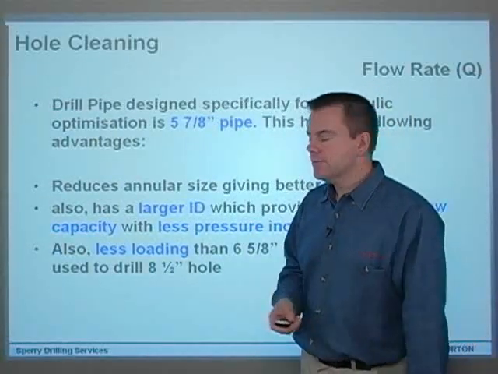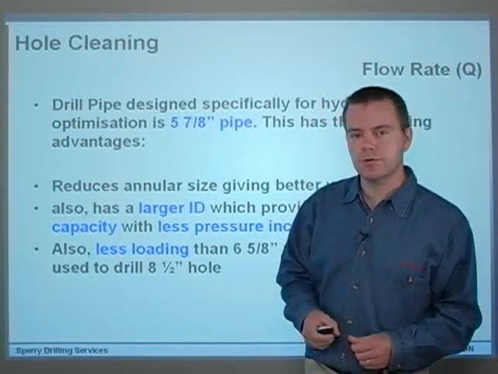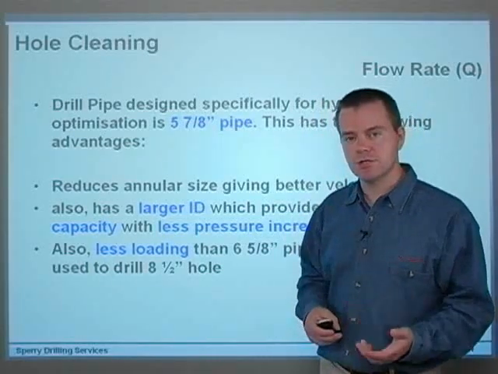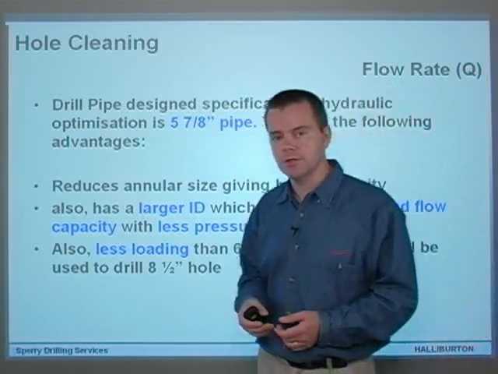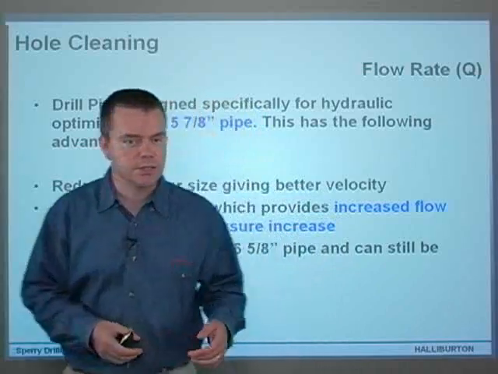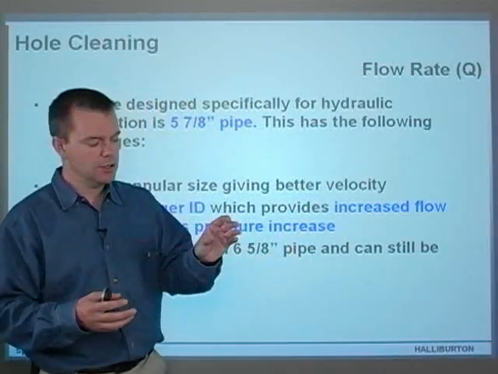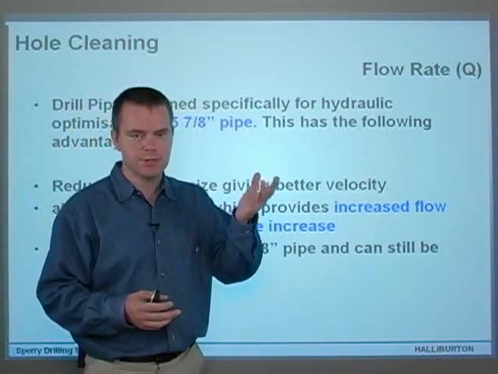And basically, as I mentioned previously within this course, there is a type of drill pipe that's actually been specifically designed for hydraulic optimization. That's 5 7/8 pipe. And it has the following advantages. Basically, it reduces the annular size, giving better velocity. As I've mentioned, reduce that annular size, same volume going through it will go through faster.